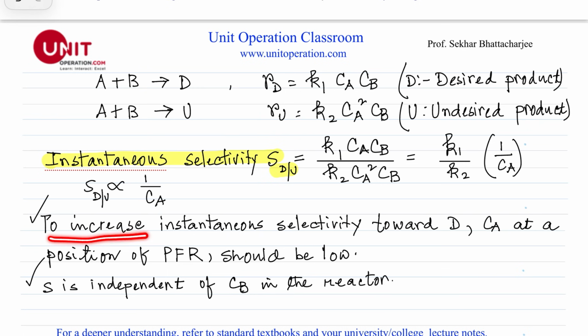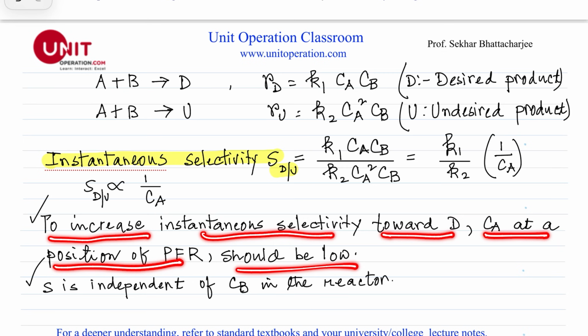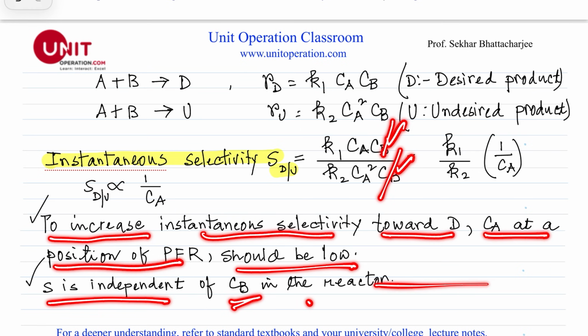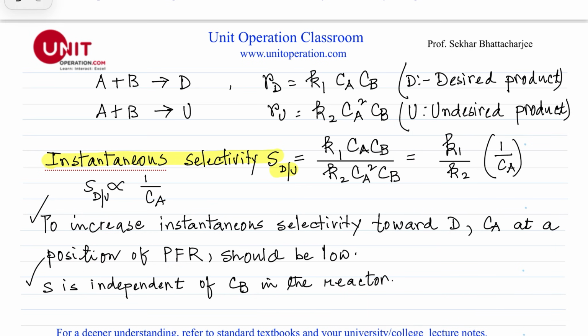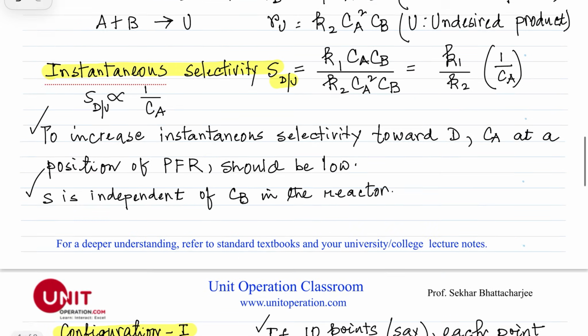So to increase the instantaneous selectivity toward T, CA at the position of the PFR should be low, and S is independent of CB because both of them are first order with respect to CB, so these two cancel out. So the concentration of B inside the reactor does not affect the selectivity, although it affects the rate of reaction.